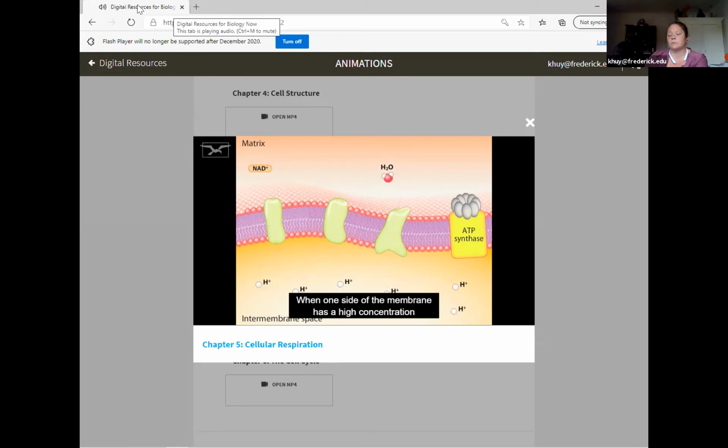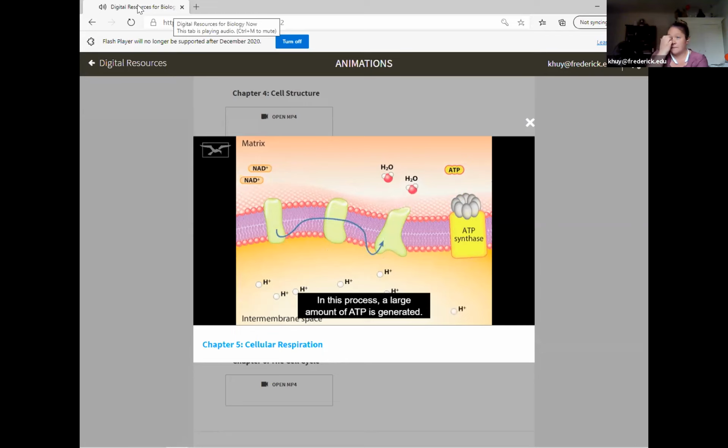When one side of the membrane has a high concentration of protons and the other has a low concentration, protons will tend to flow back across the membrane, equalizing the concentrations. They flow through a channel in the ATP synthase complex. ATP synthase uses the energy of their movement to combine ADP and phosphate into ATP. In this way, the chemical energy of NADH and FADH2 is converted into the chemical energy of ATP.